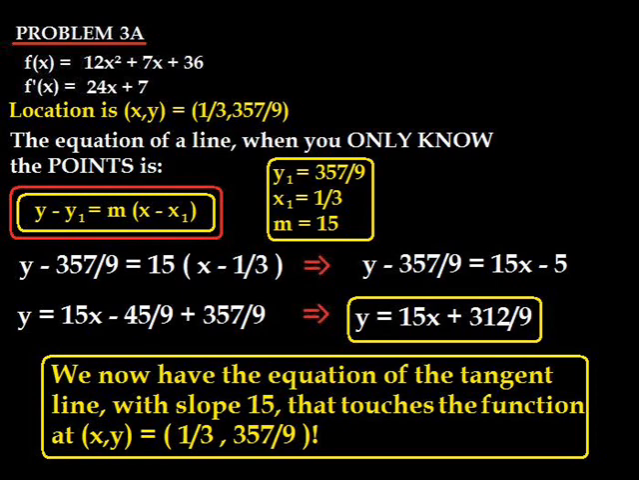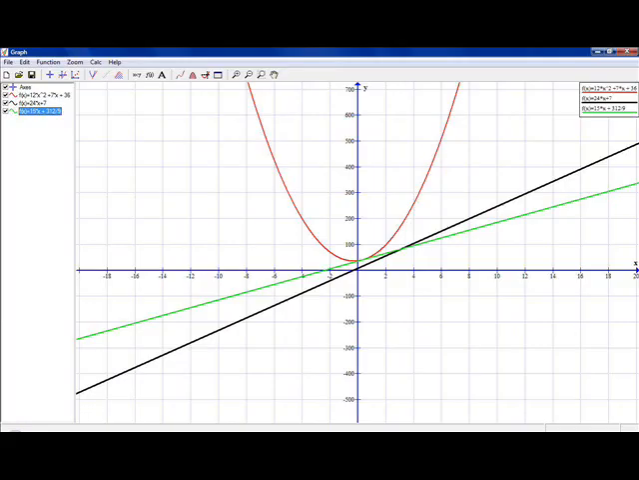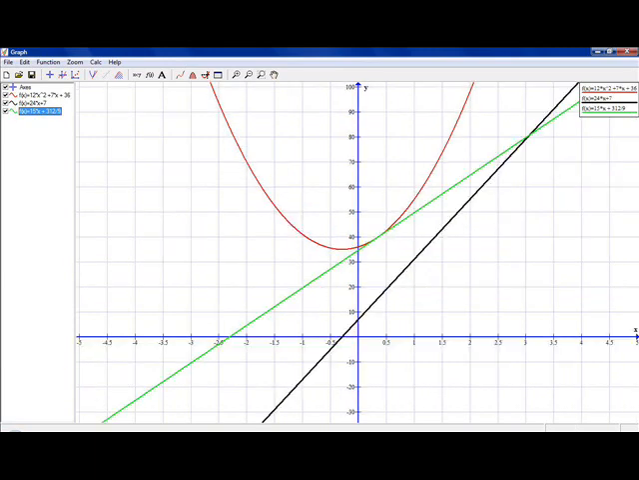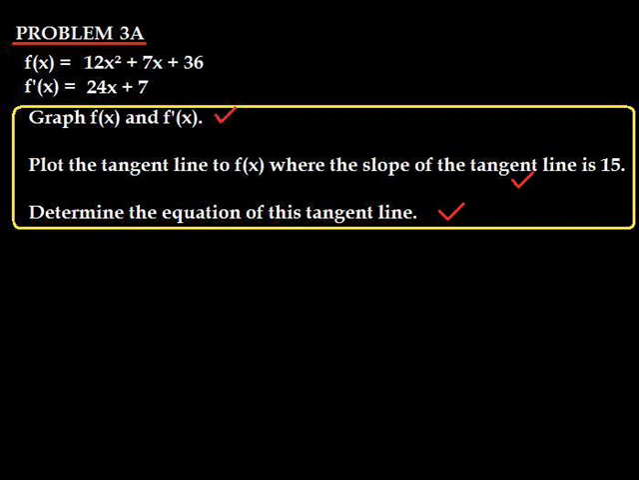So we're going to go ahead and bring up the graph of the tangent line touching the point. The tangent line is in green. We can see that it's touching the curve at a specific point, although it's kind of hard to see from back here, but trust me, it is. We'll zoom in to give you a little better view. So we got the original function in red, the derivative in black, and the tangent line corresponding to the problem in green. Okay, so we've completed problem 3a now.